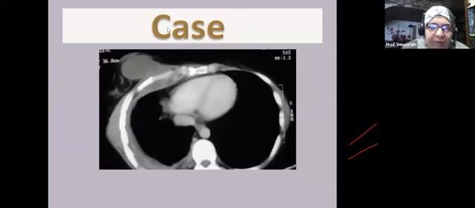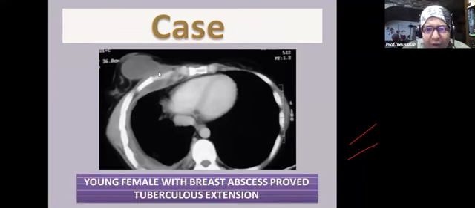This was a young female patient presenting with a right breast lump. Ultrasonography revealed fluid and abscess, and it suggested extension into the chest. Chest CT revealed, as you can see, extension into the pleura with thickening and enhancement, and extension into the chest wall, suggesting tuberculosis. And actually, it was a proven case of tuberculosis.